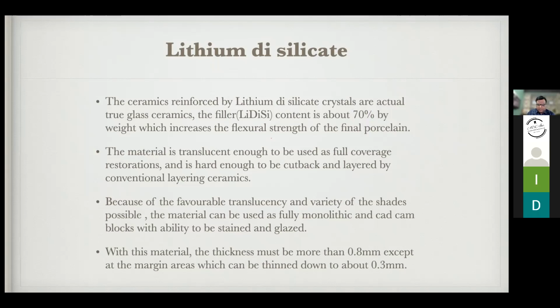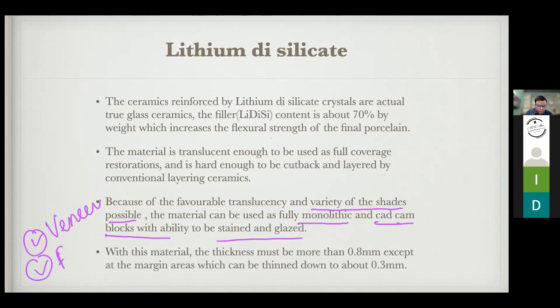Now, because of the favorable translucency and variety of shades that are possible, it can be used as fully monolithic and also as CAD-CAM with the ability to be stained and glazed. So you can use it both as a veneer and as a full crown also. There were full crowns done with IPS Empress also, that means lucite, but they did not last because the strength was not good enough. But with lithium disilicate, you can do both a veneer and a full crown.